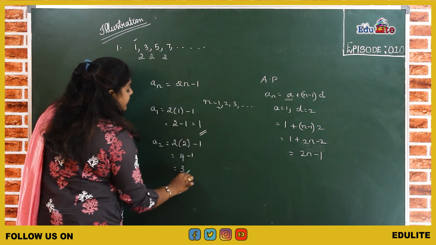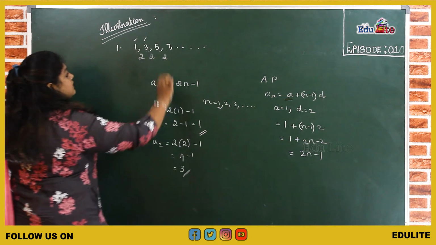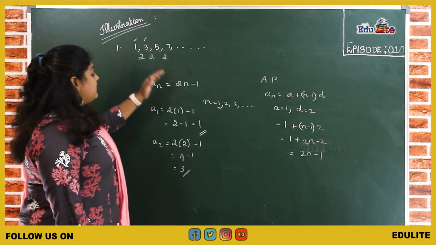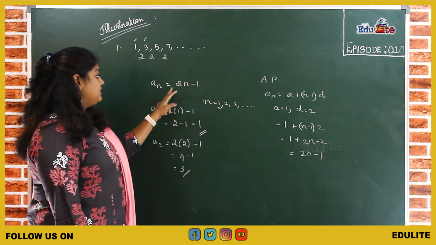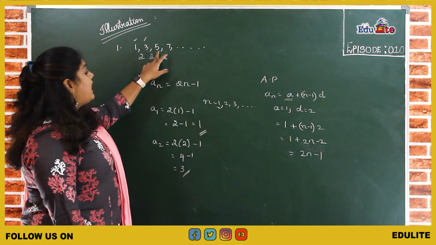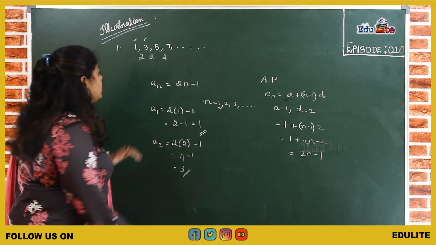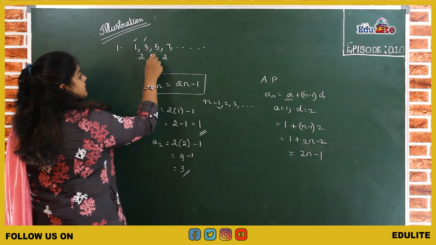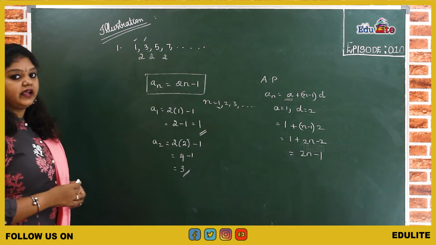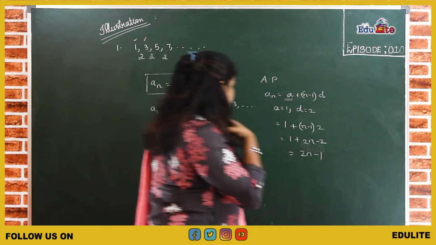which equals 3. Again, we got a2 as 3, and the second term in the sequence is also 3. In a similar way, if I take the value of n as 3 and substitute it, I will get the third term, that is a3 as 5. Therefore, the general term we considered is right for the above sequence. This is how we write a general term for any given sequence.